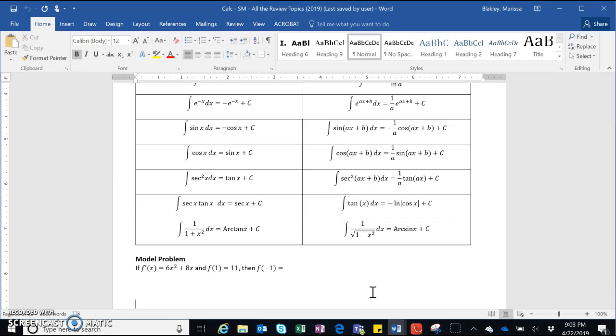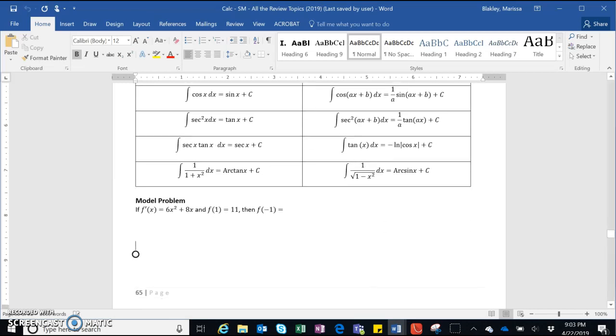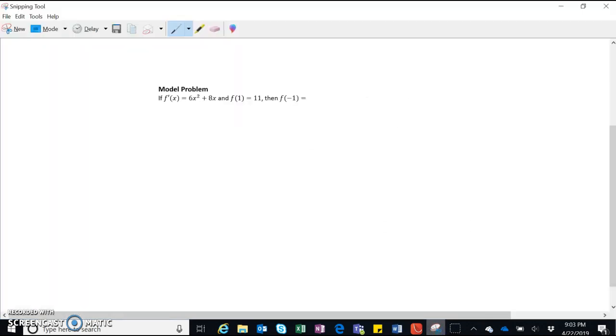I'm going to be going over the model problem on the bottom of page 65 to start. I'm given the derivative of a function, 6x squared plus 8x, and a value, f of 1 equals 11. I'm asked to find the value at f of negative 1. So based on prior videos, it looks like I'm being asked to find a new value and I'm being given an old value, and I need to find a way to represent that change.